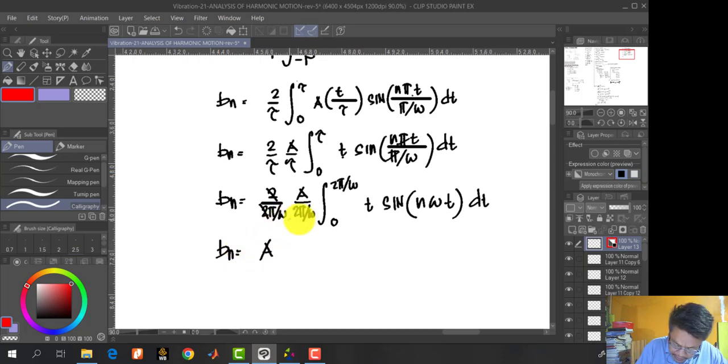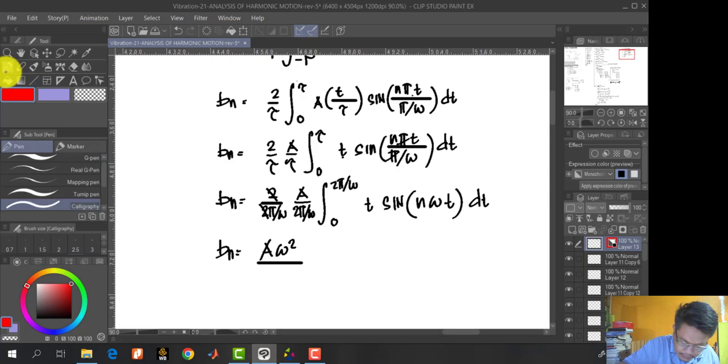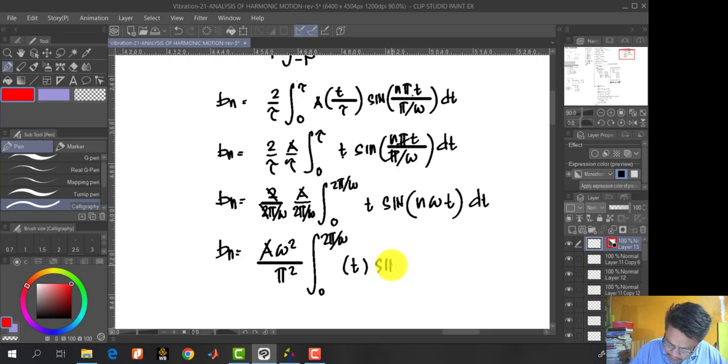So let's combine the angular velocity here, the two of them, that will be angular velocity squared now. And this will be all over, so this one, let's combine the pi, so this will become pi squared. And we have the boundary 0 to pi over angular velocity, and this is my time multiplied by your sine of your n, number of terms, and angular velocity times time, and we have your dt.